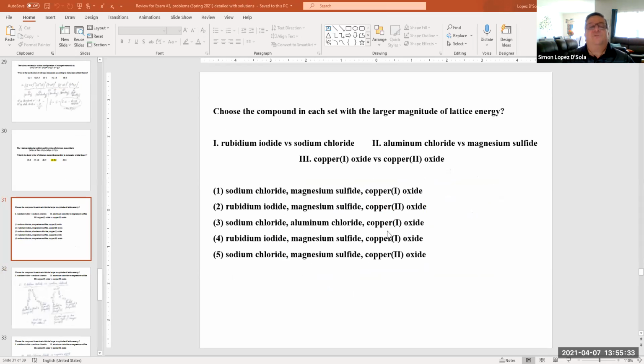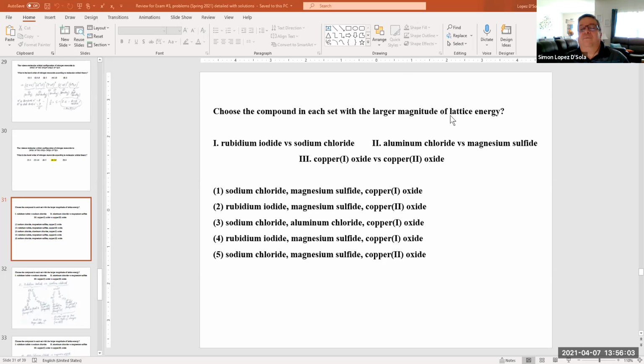Now let's consider this. Choose the compound in each set with the larger magnitude of lattice energy. So look, in this case, we have different combinations: rubidium iodide, sodium chloride, aluminum chloride, magnesium sulfide, copper oxide, copper 1 oxide, and copper 2 oxide. So in this case, we have different possibilities.